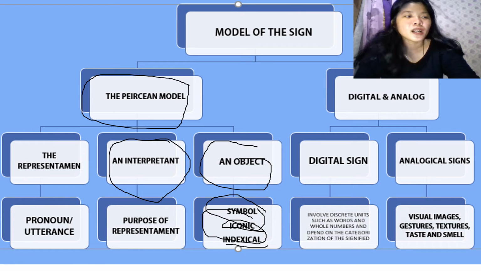indexical mode in which the signifier is not arbitrary but is directly connected in some physical or causal way. Examples: natural signs, smoke, thunder, footprints, and so on.